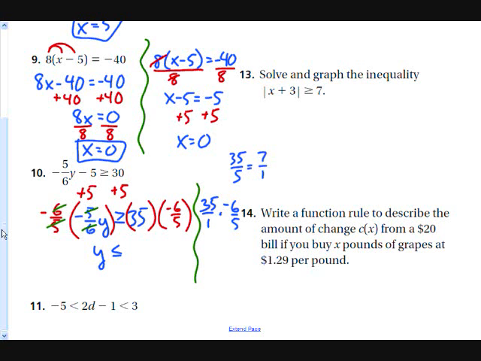So I can do the same thing within my fractions. I can reduce this to a 7 and a 1. And now I can multiply straight across. 7 times a negative 6 is a negative 42 over 1, which is just a negative 42. So what I end up with here is y is less than or equal to a negative 42, and that's it.